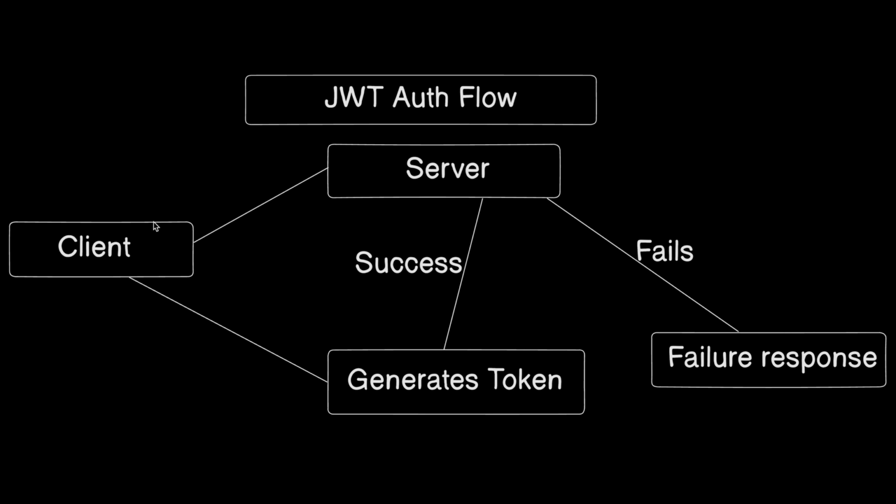Similarly, for a sign up request, the client makes the request with the payload. The server checks if the user already exists, and if so, it returns a failure response. In case the user doesn't exist, it will create a new user, generate the token, and send it back to the client. Then the client can use that token to access the protected routes.